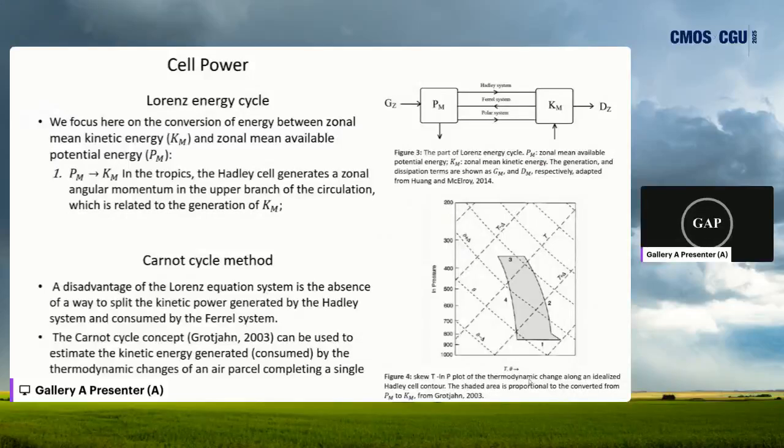So I would love to study the Hadley cell by the Lorenz energy cycle method. Exactly, we will study the transition between available mean potential energy and mean kinetic energy. But the main problem of this approach, of this system of equations, is that it's impossible to split the contribution of each cell directly. Like you can see on figure 3, there are 3 arrows, but if we want to study them separately, we need to find another approach. So it was suggested, it's called the Carnot cycle method. It exactly allows to study each cell separately.